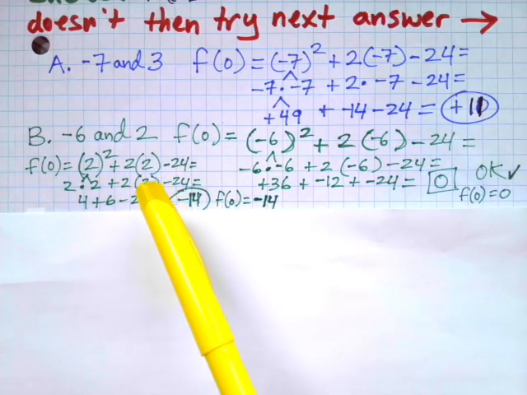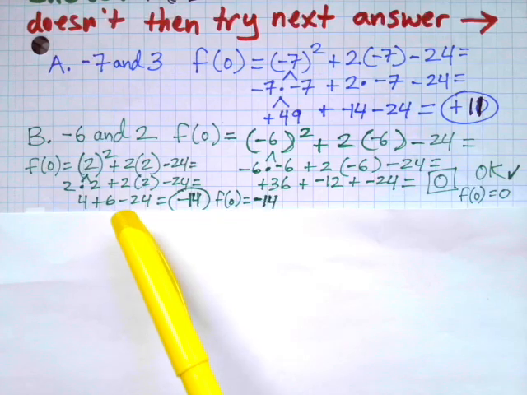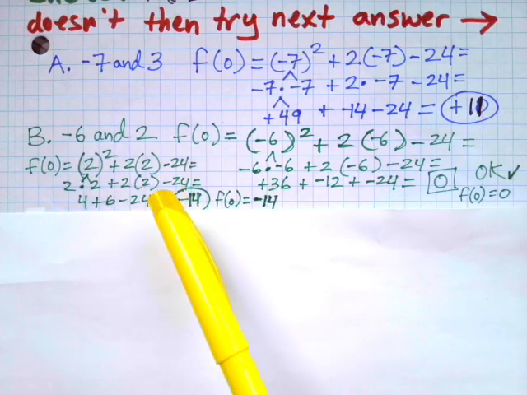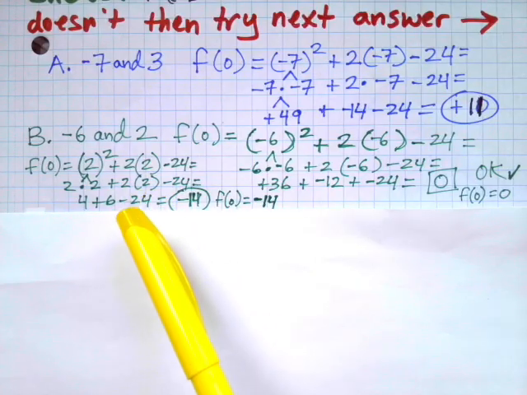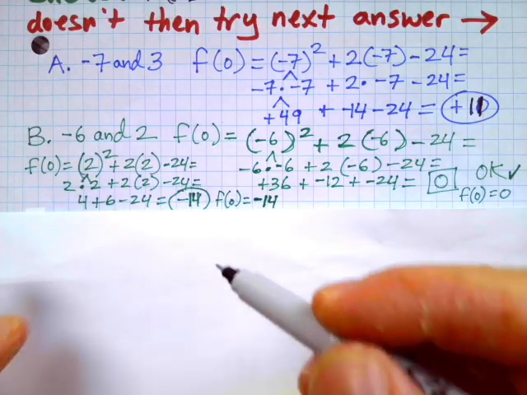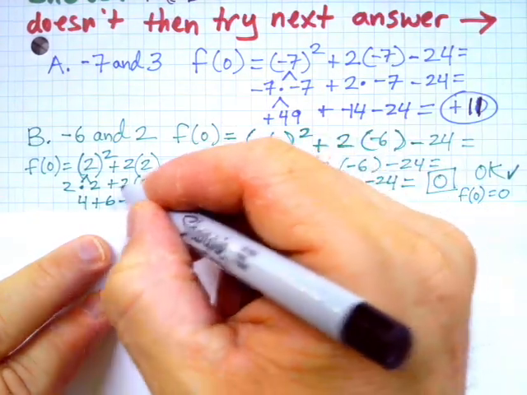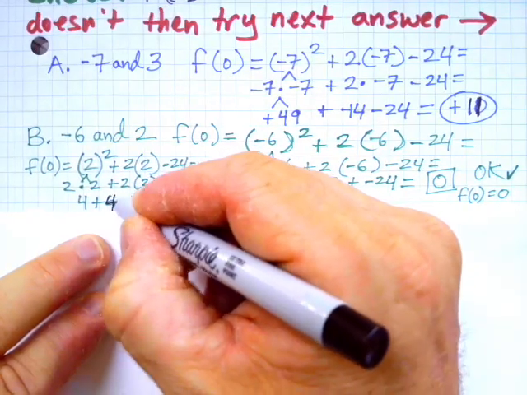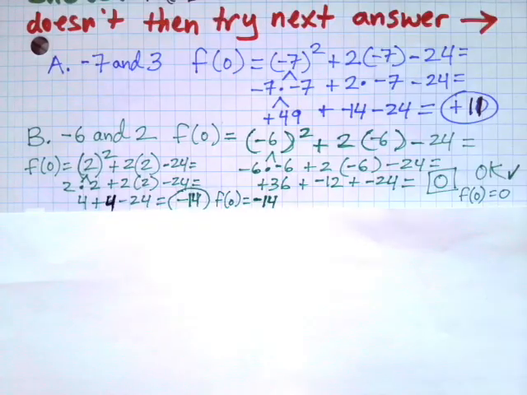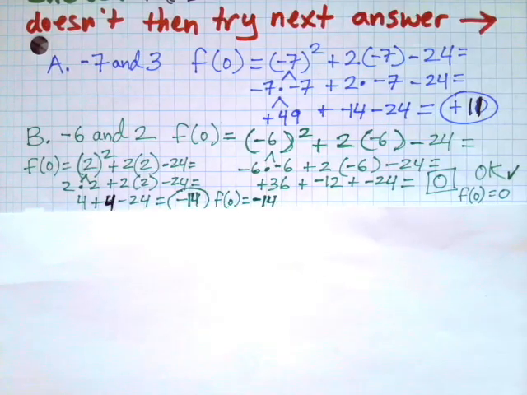2 times that 2 would give me that positive 4. Again, I spotted another mistake, and that's okay. 2 times 2 is 4, so I'm going to correct my mistake. I'd like to say I did this on purpose to show you everybody makes mistakes, and it's important to double check your work, but I did not do this on purpose.